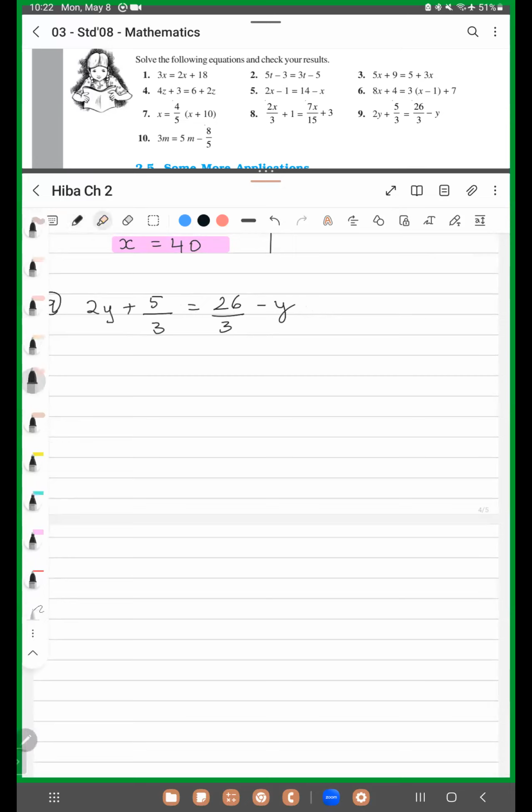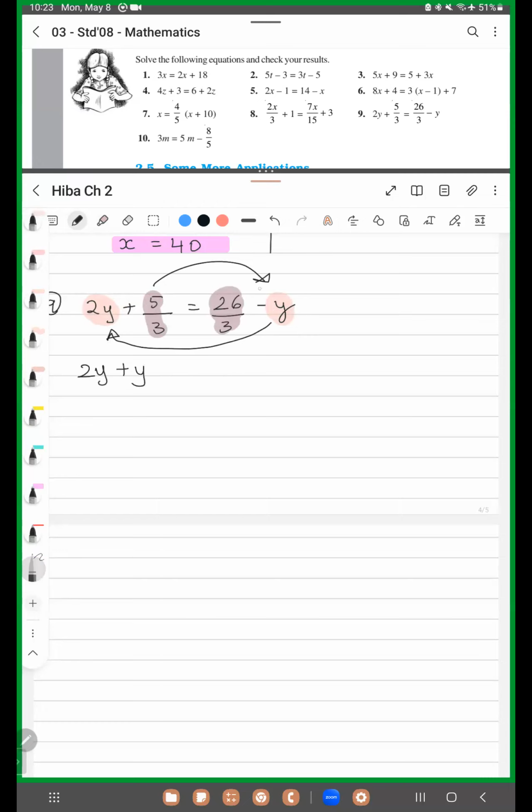See, so here we have 2y. Here we have minus y, and plus 5/3, plus 26/3. So bring minus y to the other side and take this 5/3 to the opposite side. When minus y comes to the other side, it becomes positive, right? Very good. Yes, positive y. So this y is being subtracted or added or multiplied or divided? It's being subtracted. So when it goes to the other side, it will become plus.